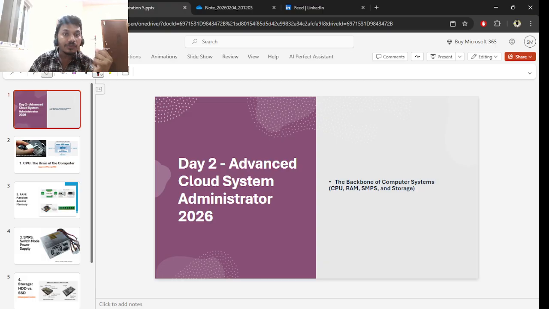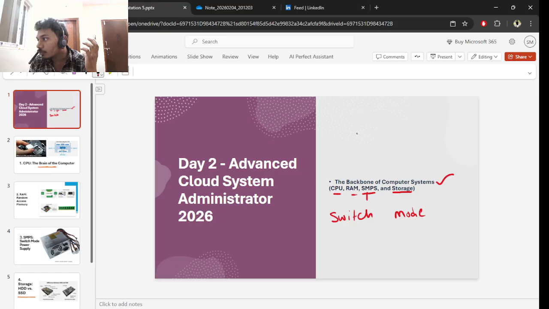Okay, in today's video, we are going to cover the components that are the backbone of the computer system. That is, the CPU, RAM, SMPS, that is, Switch Mode Power Supply, and the storage. We'll discuss all these components end to end.